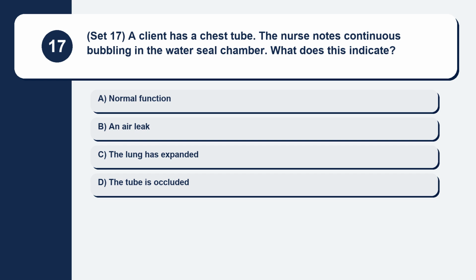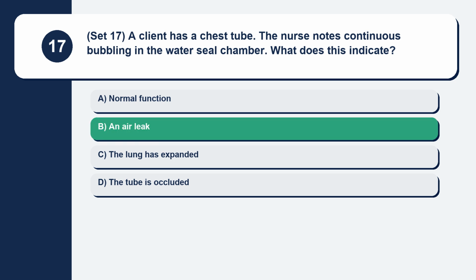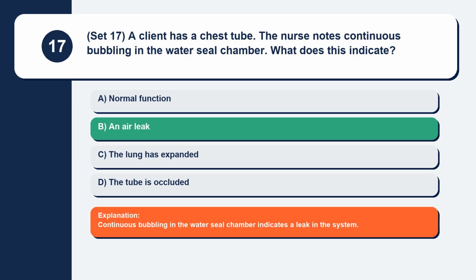Question 17. Set 17. A client has a chest tube. The nurse notes continuous bubbling in the water seal chamber. What does this indicate? Normal function. An air leak. The lung has expanded. The tube is occluded. Continuous bubbling in the water seal chamber indicates a leak in the system.